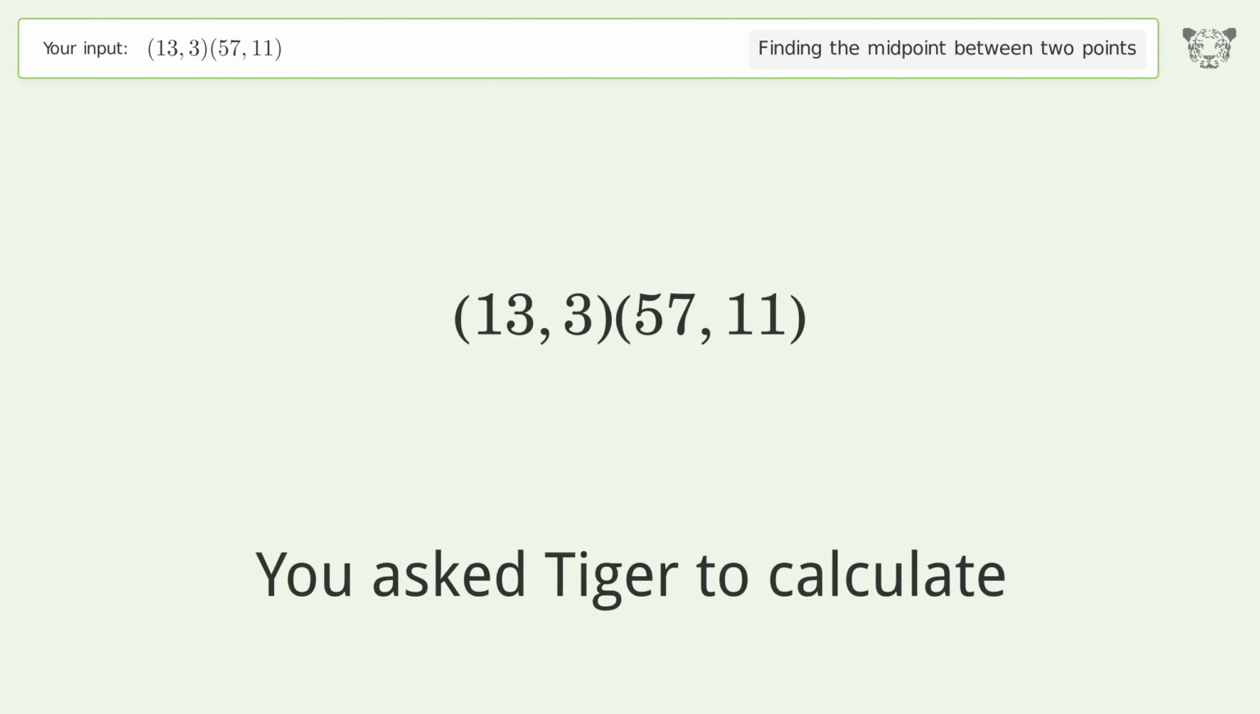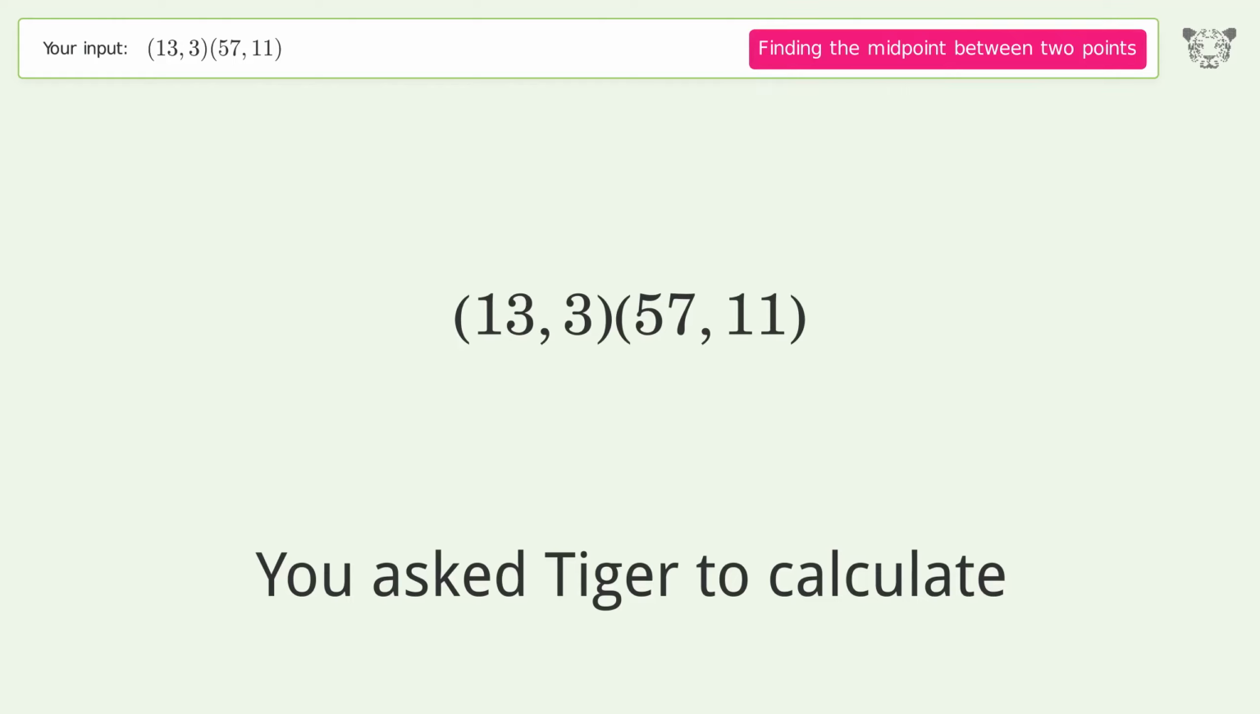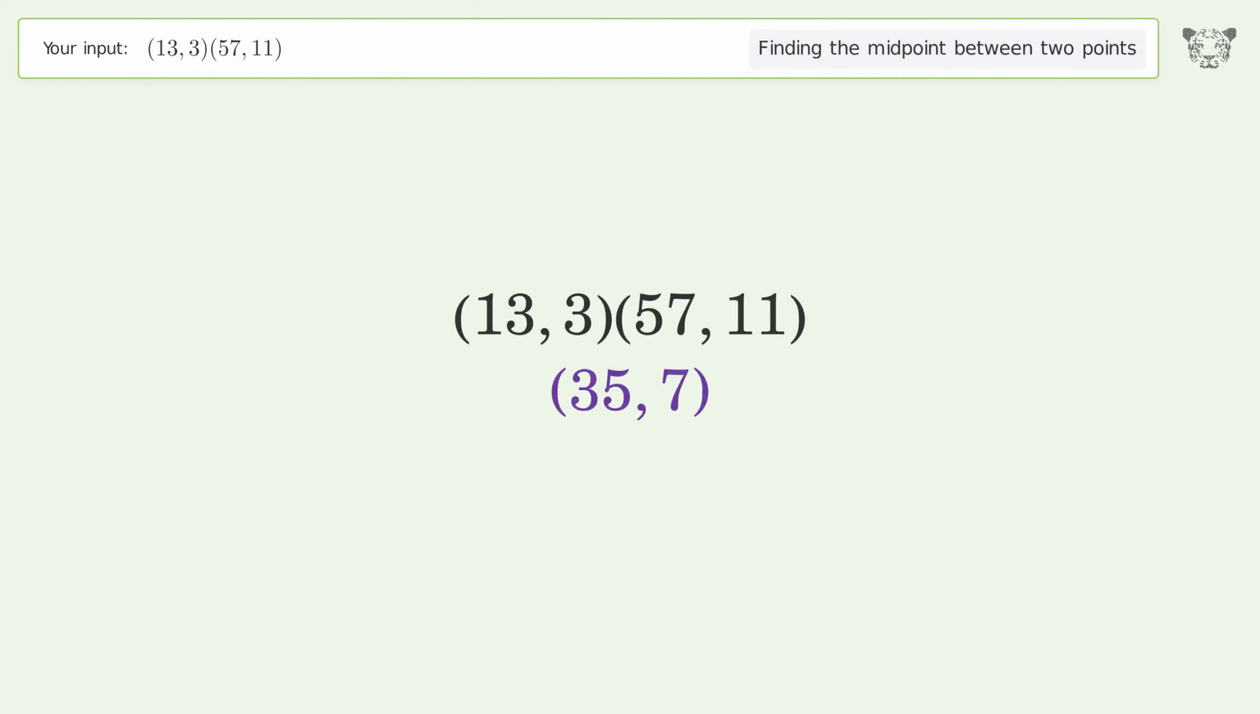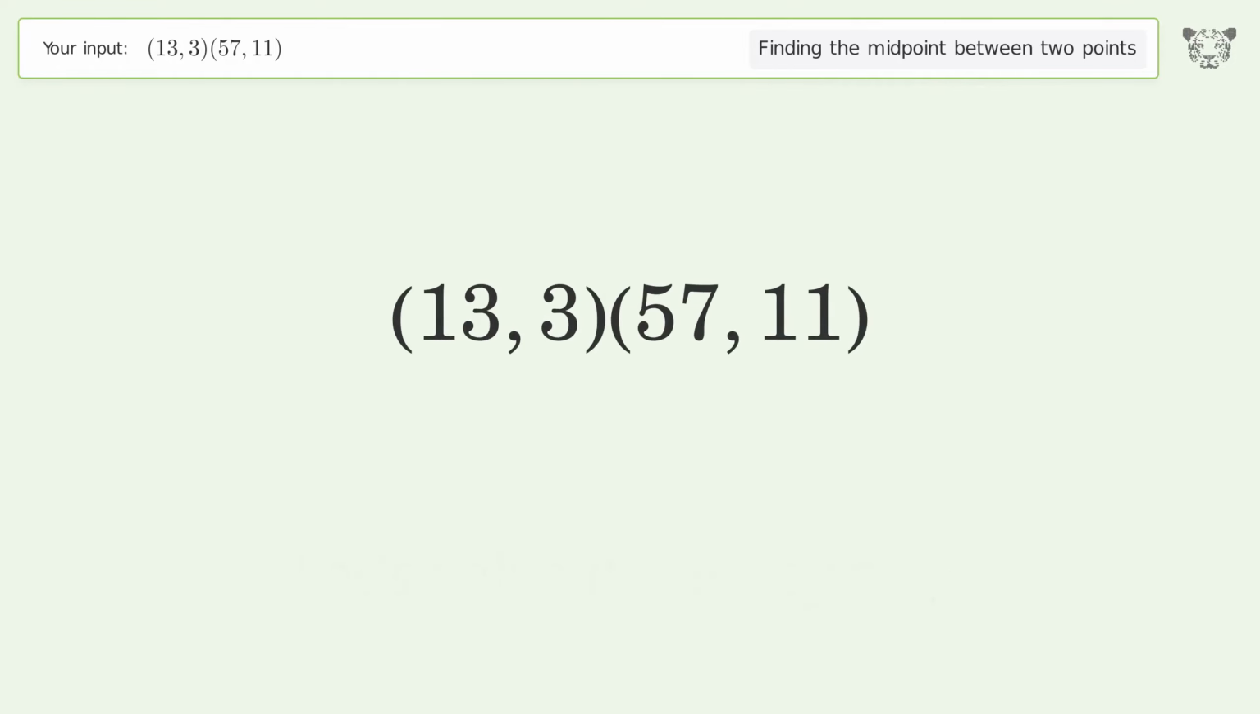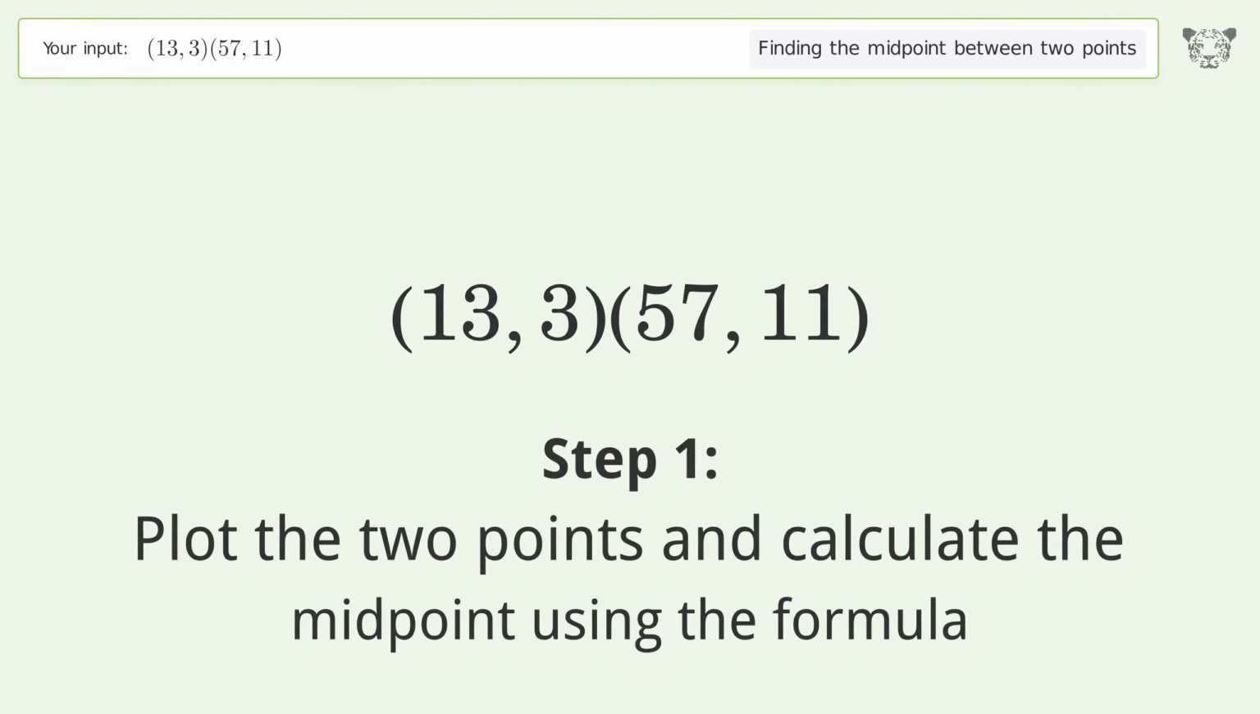You ask Tiger to calculate. This deals with finding the midpoint between 2 points. The midpoint between the 2 points is (35, 7). Let's solve it step by step. Plot the 2 points and calculate the midpoint using the formula.